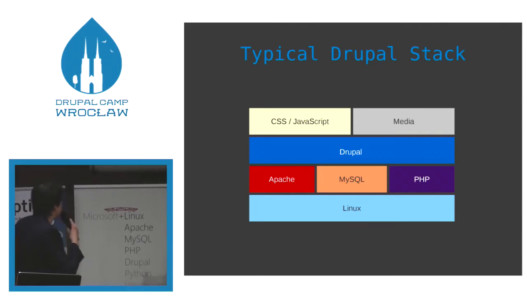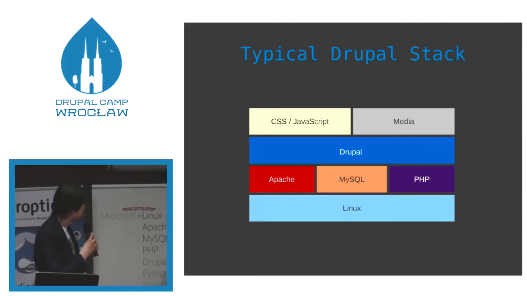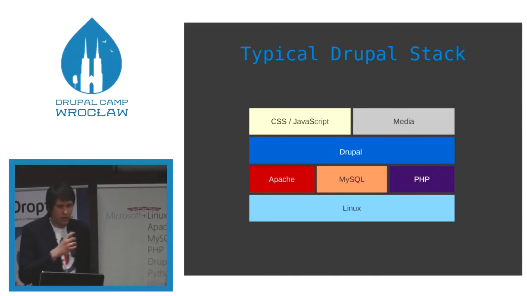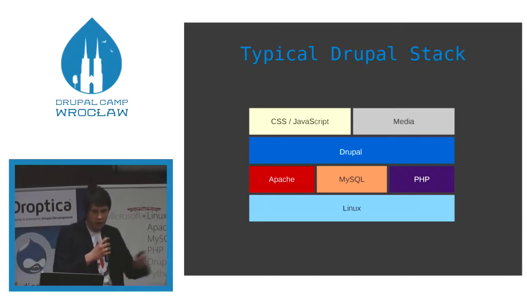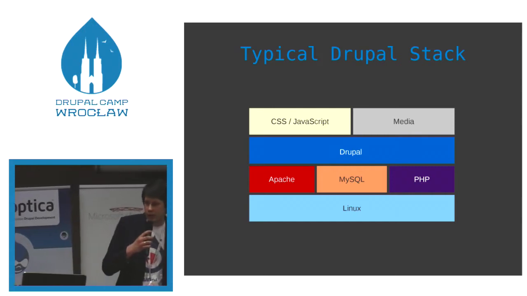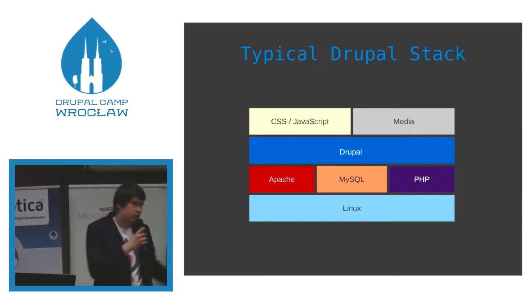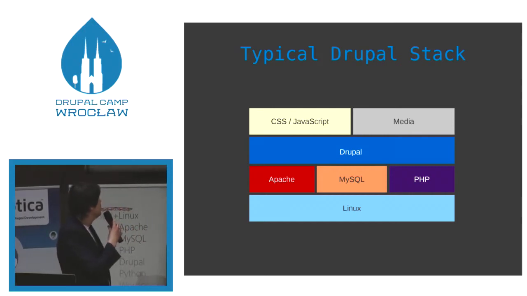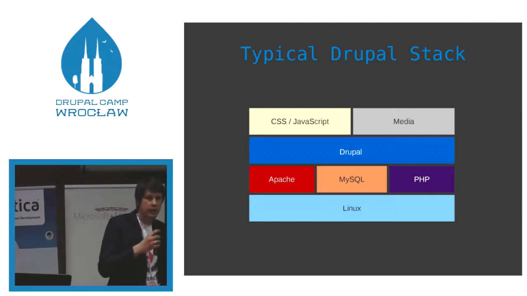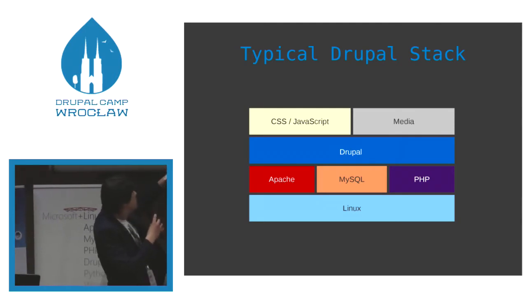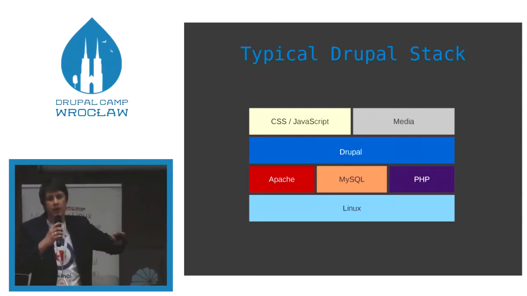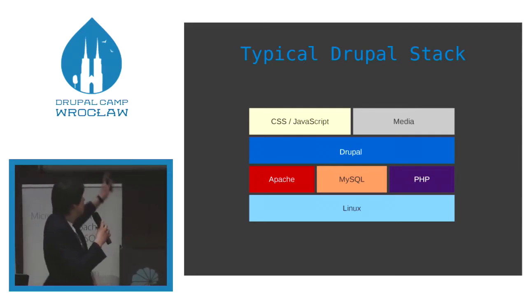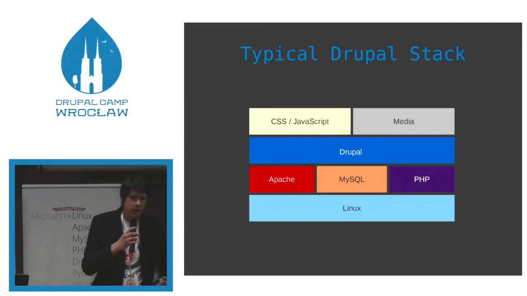So this is a typical Drupal stack. In most cases, everything is based on Linux. We have Apache, MySQL, PHP, Drupal, and on top we have CSS, JavaScript, and media. And actually, every one of these blocks can be optimized. Everything can be optimized.